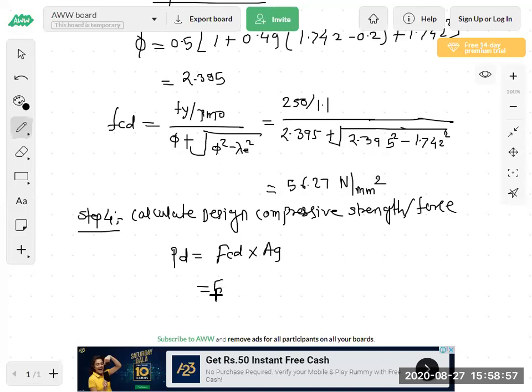So how much is FCD? 56.27 into gross area. How much gross area? 2106. Now tell me how much. 118.51 kilonewton. 118.51 kilonewton. Everyone do the calculation. Is this correct?